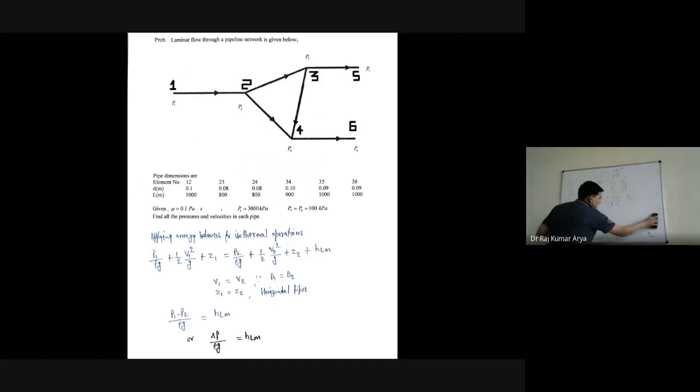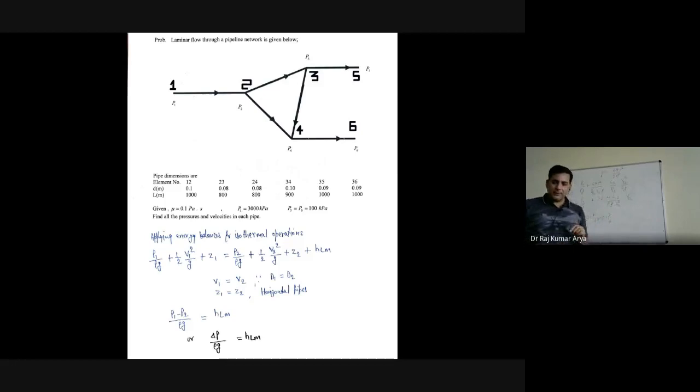So if you want to keep all unknowns to one side, you can write P2 upon rho g, that is one unknown. If you see the total problem, you have unknown P2, P3, P4, so three pressures, right? Those are unknown to you. Whatever is not here, just put zero. You don't have P3, you don't have P4, correct? So we are putting their coefficient as zero.